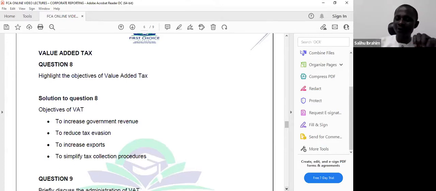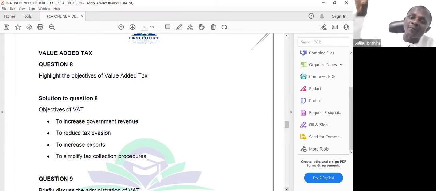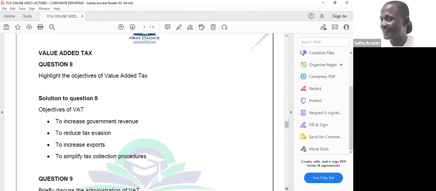Number 2, to reduce the incidence of tax evasion. If you leave me as a taxable person to go and remit my VAT by myself, I may not remit it. I may be reluctant to remit it because of the money that will go out of my pocket. But if I have paid the money alongside the cost of what I'm buying, I no longer have the opportunity to evade the tax. And that is one of the objectives of value-added tax.